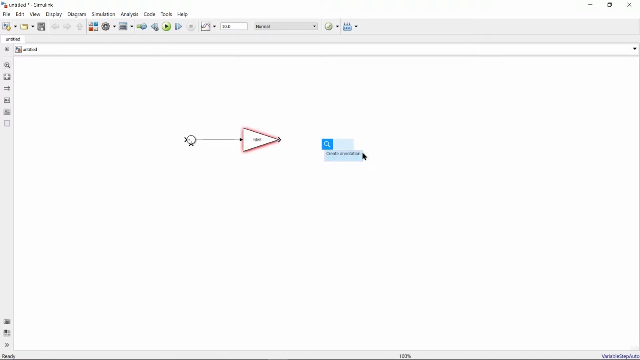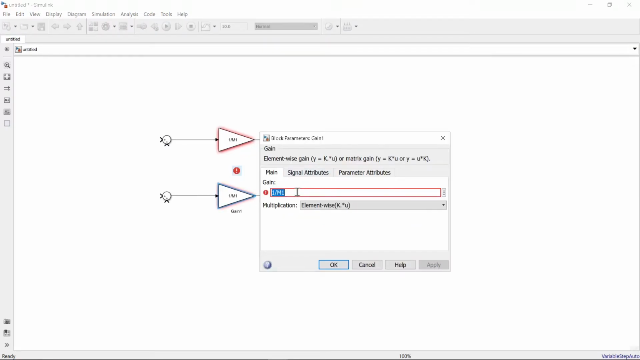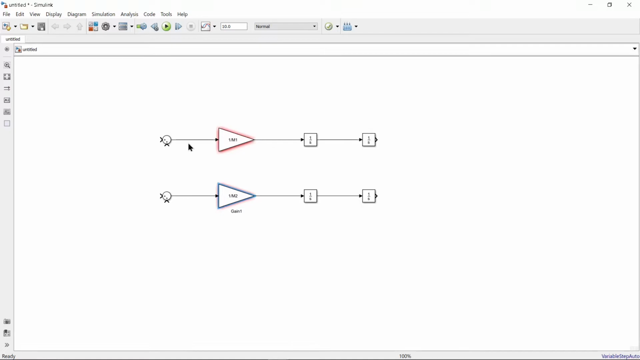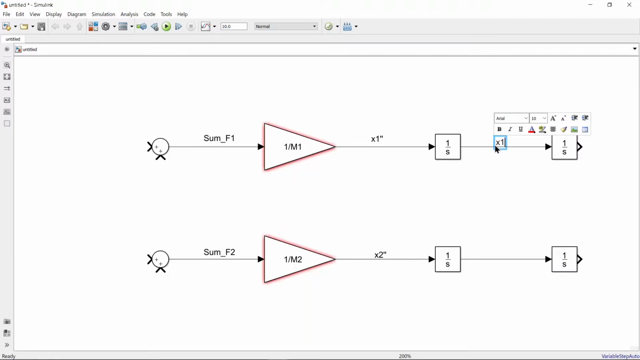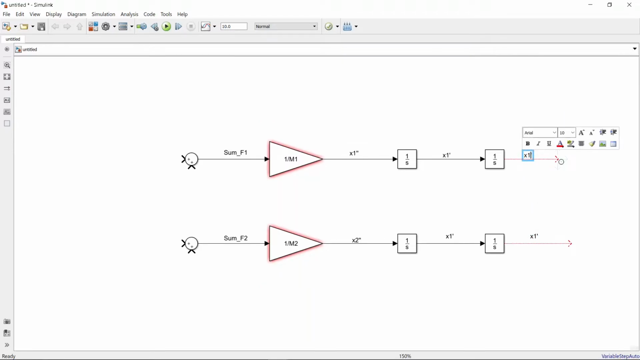I need another integrator, 2 actually, and I need exactly this model another time. So copy and paste. This is 1 by m2. Well, let me define this. These are accelerations, these are velocities, and these are displacement. These values are not actually inputted, these are just annotations for easier understanding.